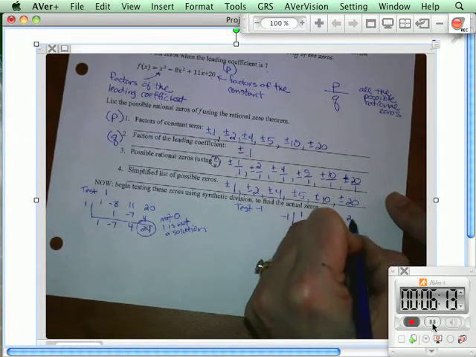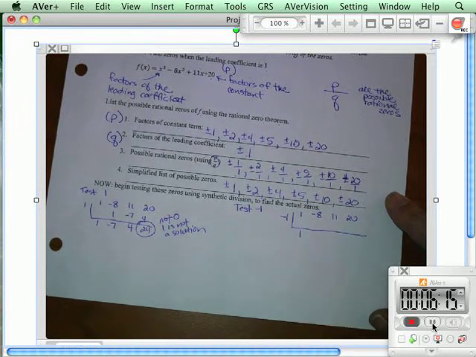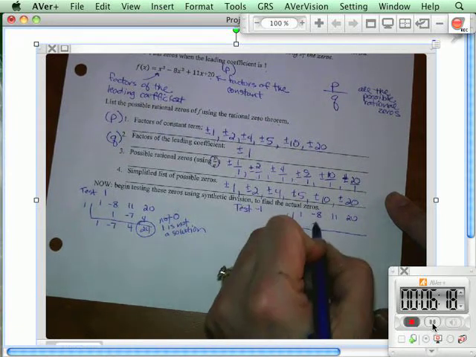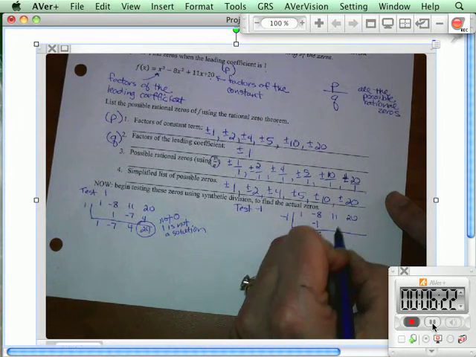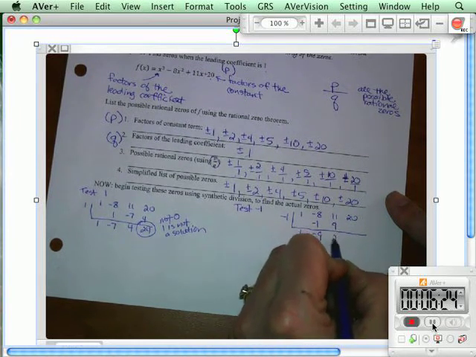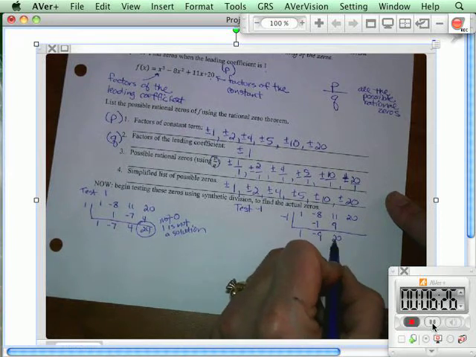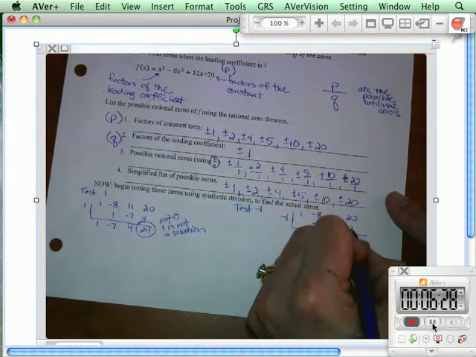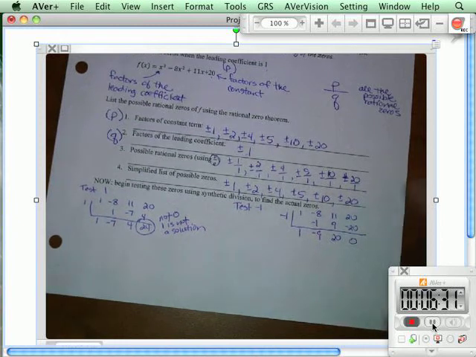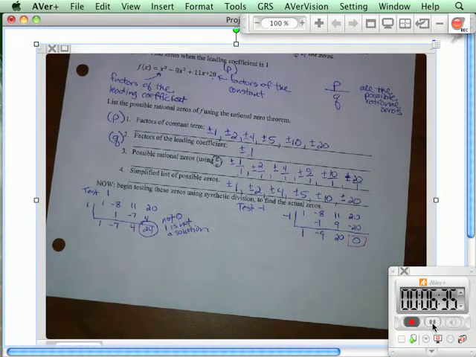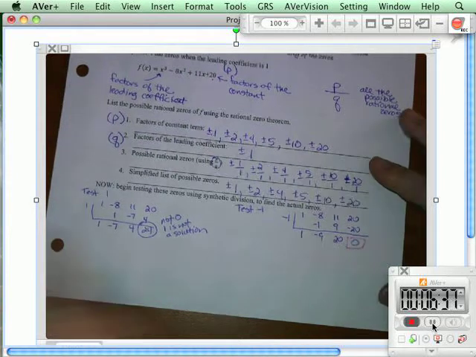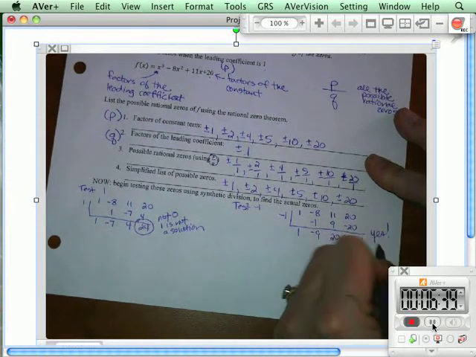Okay, bring down the 1. This is -1. This becomes -9. -1 times -9 is +9. This becomes 20. -1 times 20 is -20, and this becomes 0. And voila, look at that. We have a remainder of 0, which means, yes, -1 is one of my solutions.